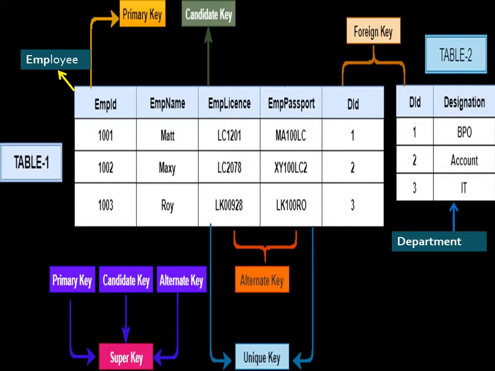Similarly, a compound key is also not available here. So what is a compound key? When we have a table where no field or column qualifies to be a primary key, we use two columns to create a key, and that key which is created will be the composite key.